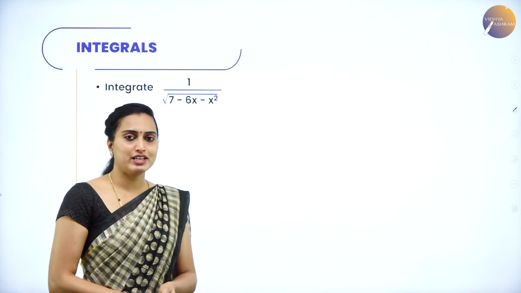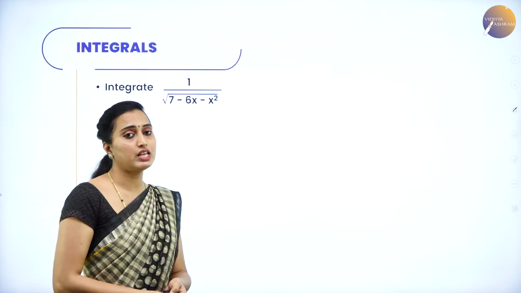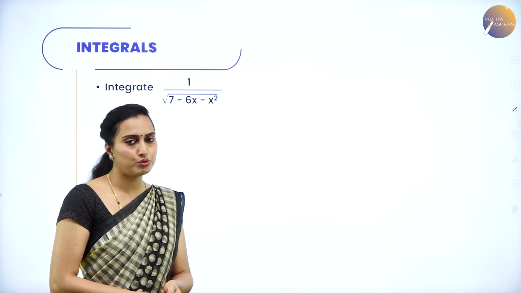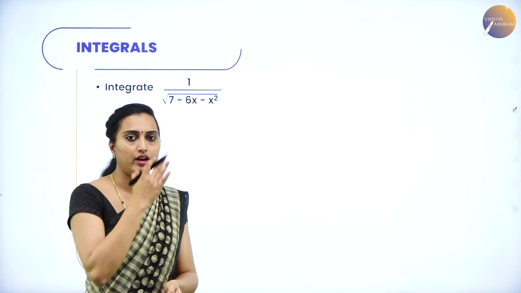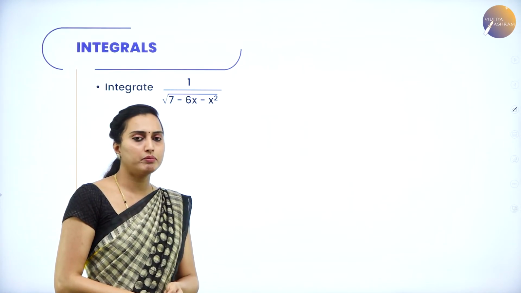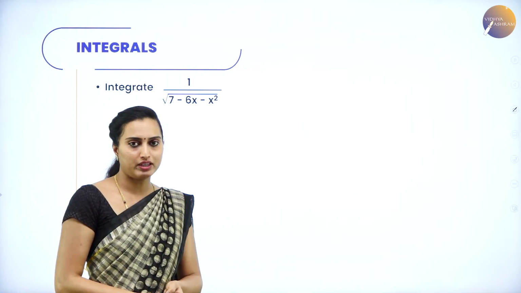Now we'll move on to the next problem. What they've asked: integrate 1 divided by under square root of 7 minus 6x minus x squared. Now dear students, take whatever is inside the square root and reduce it to the form of x squared minus a squared, or a squared minus x squared, or x squared plus a squared by the completing square method, right?